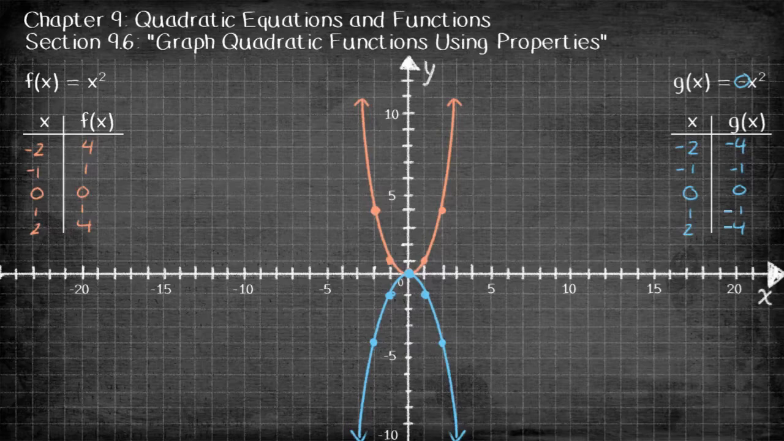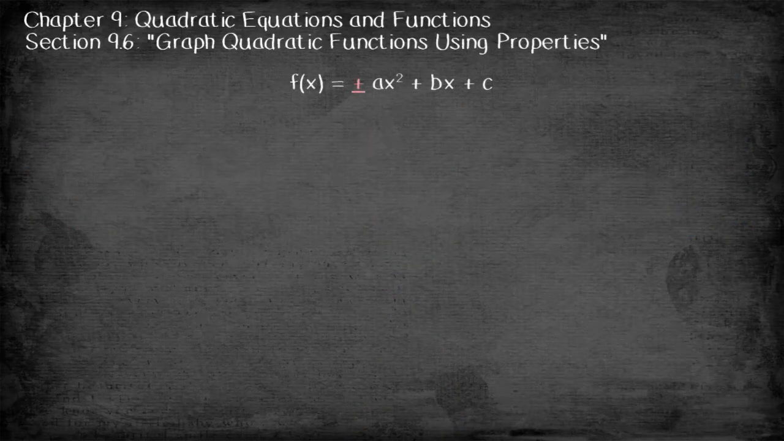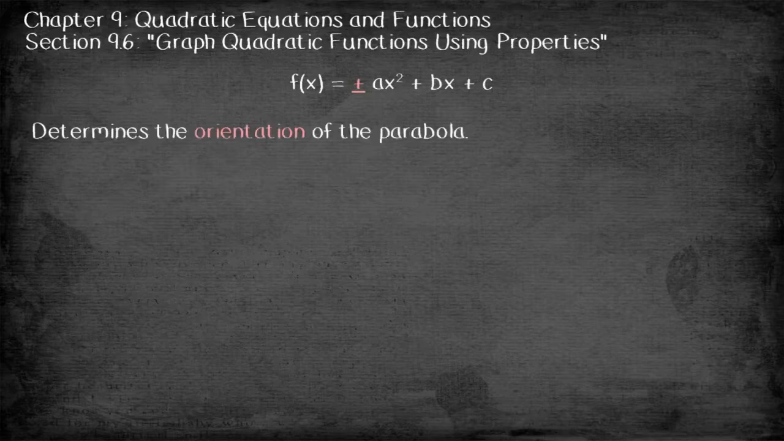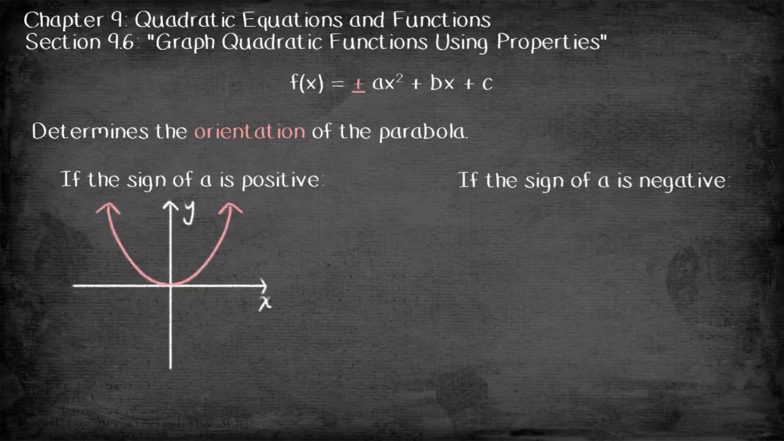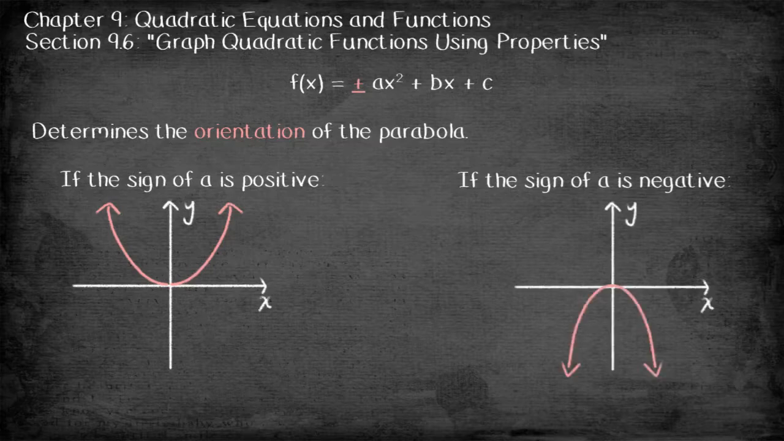Now the only difference between f of x and g of x is the sign on g of x. So the sign of the coefficient in front of the x squared term tells you something about the orientation of the parabola. Looking at ax squared plus bx plus c, the sign in front of a determines the orientation. So we have two cases: if the sign of a is positive, we have the same situation that we saw with x squared, where it opens upwards. And on the flip side, if the sign of a is negative, then the parabola opens downwards.